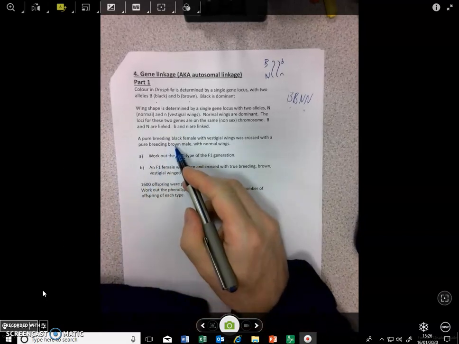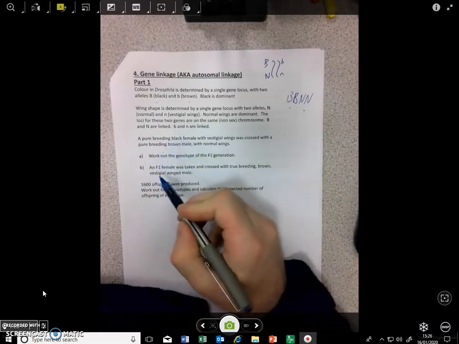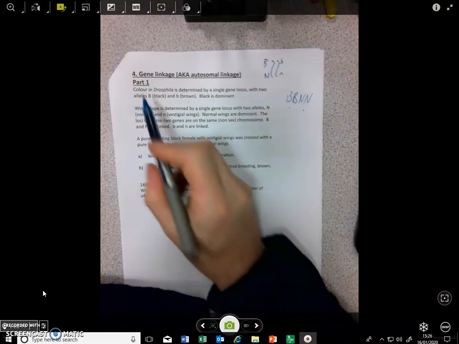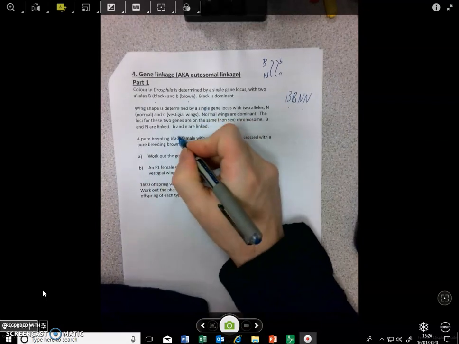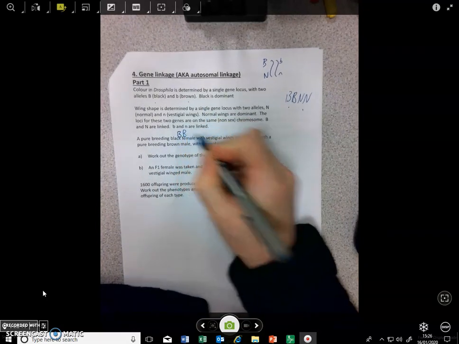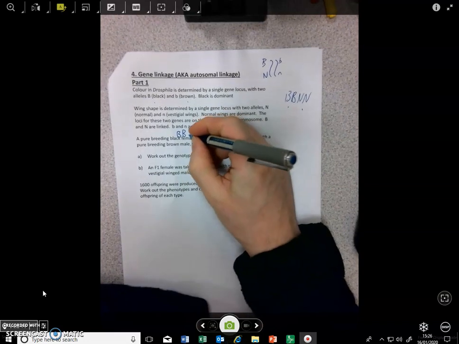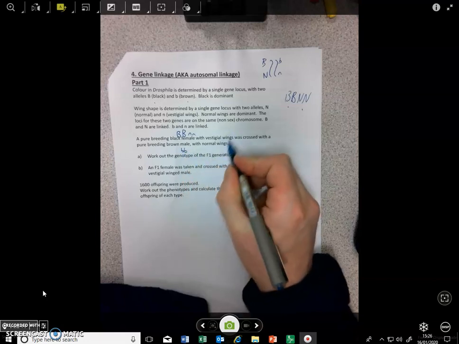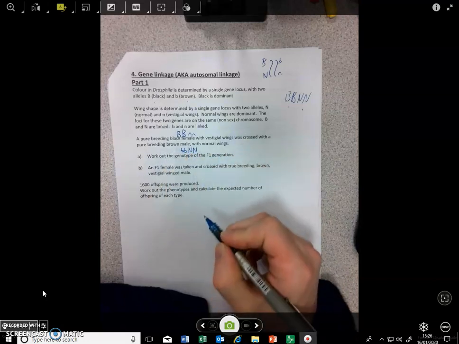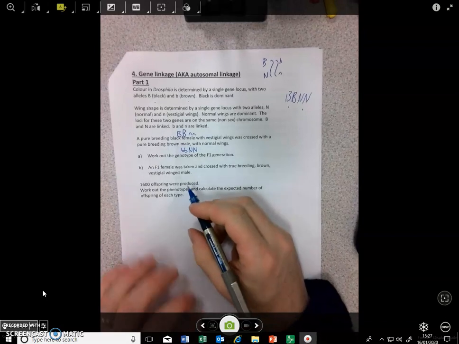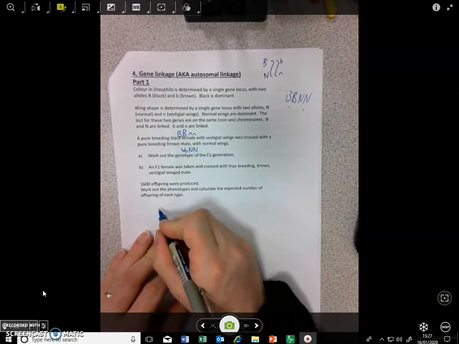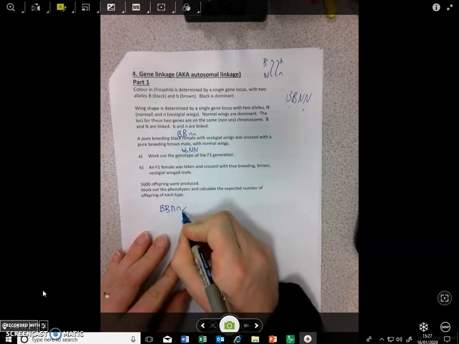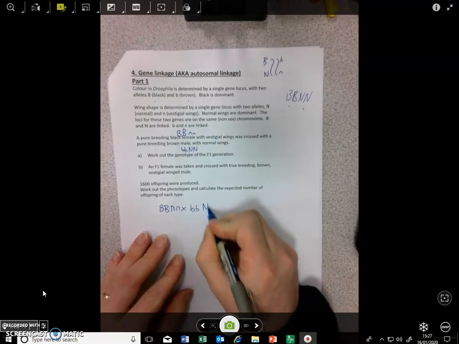A pure breeding, that means homozygous, black female with vestigial wings was crossed with a pure breeding brown male with normal wings. Okay, let's have a look at that. Pure breeding black female, so that's black, and with vestigial wings, so she's going to be that. She's crossed with a brown male with normal wings. Is pure breeding for both traits again. Work out the genotype of the F1 generation. Well, this is actually nice and easy. So, look, if we're doing this cross, little n's times B, N.